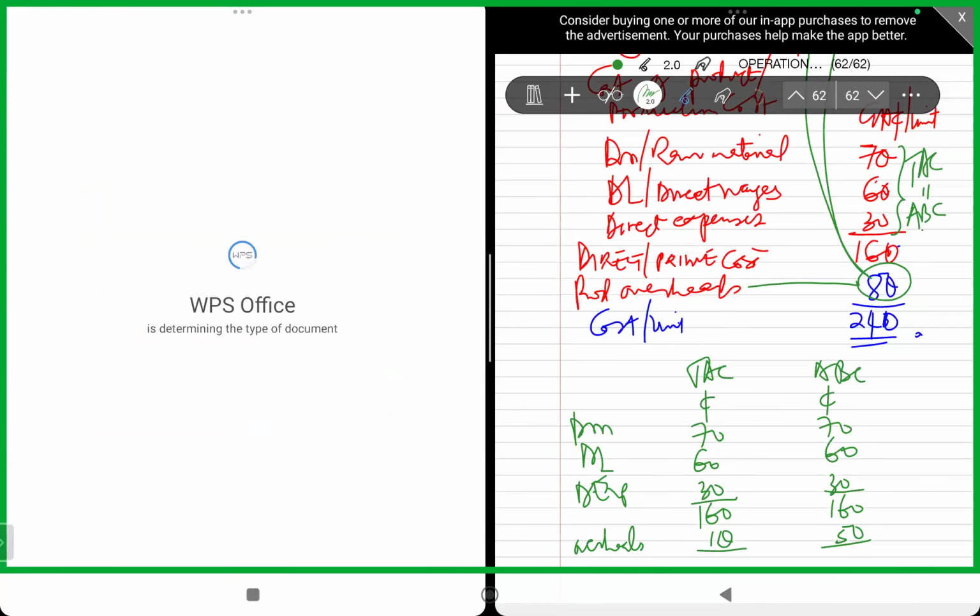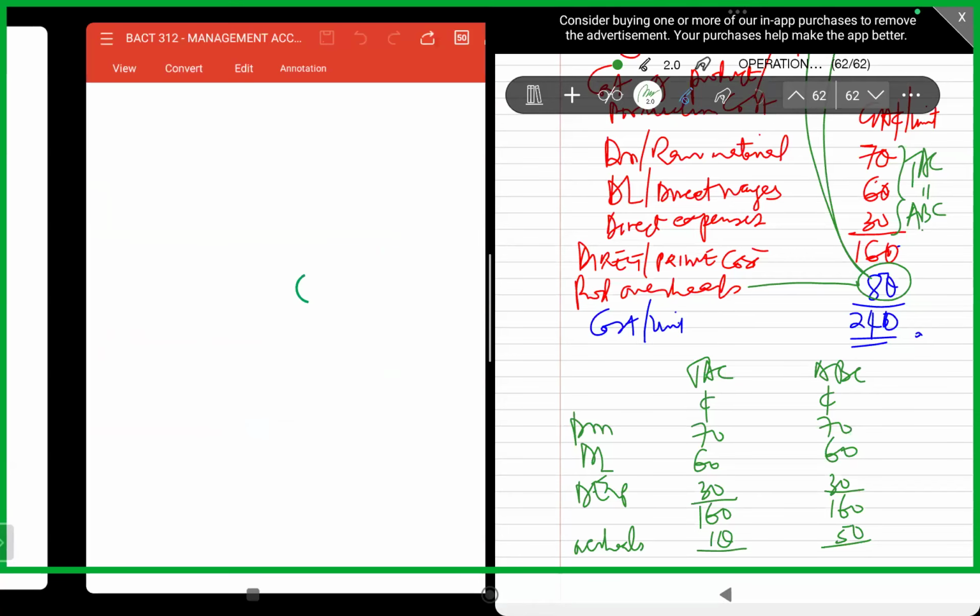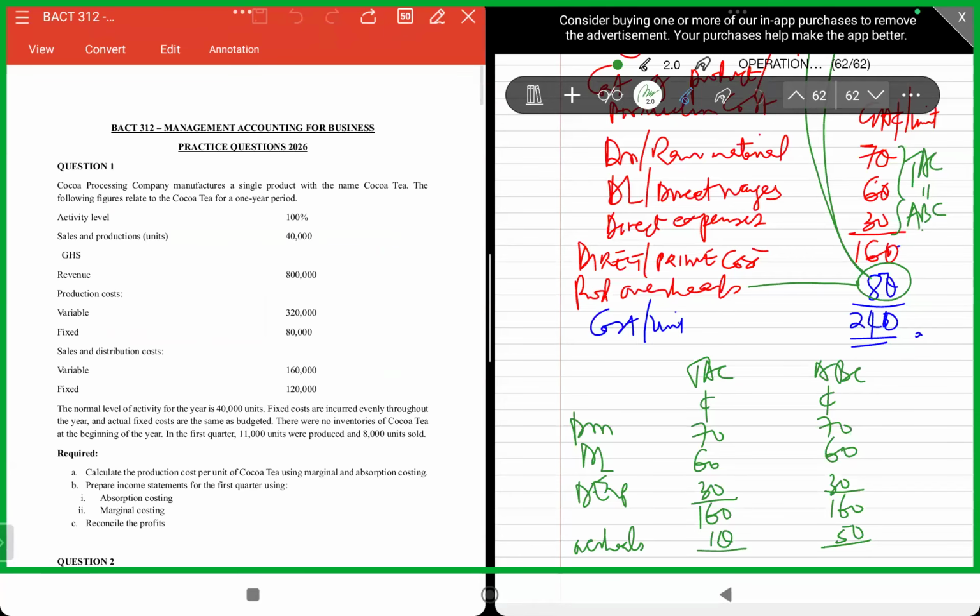I think I have to stop using the WhatsApp and be picking it from the staff.